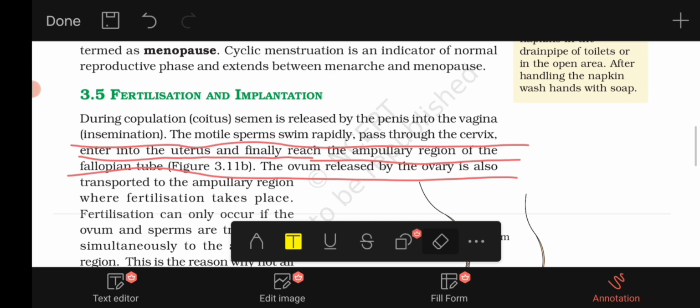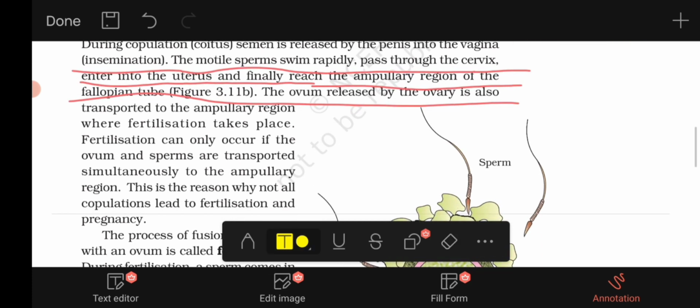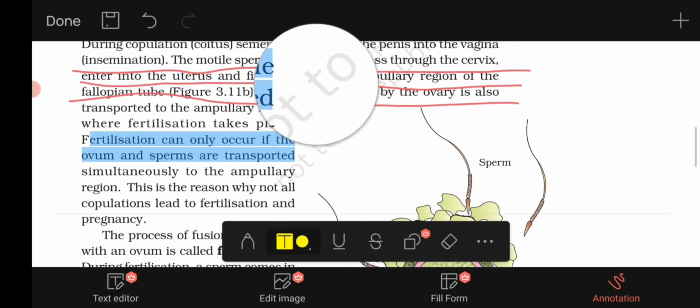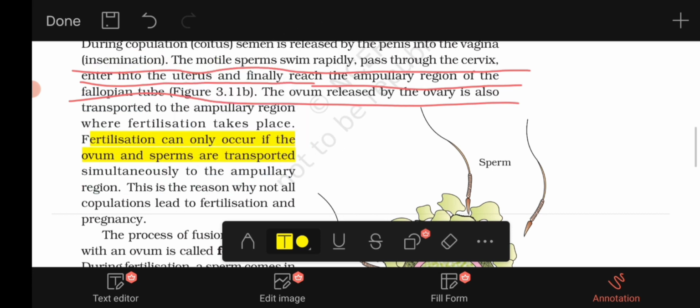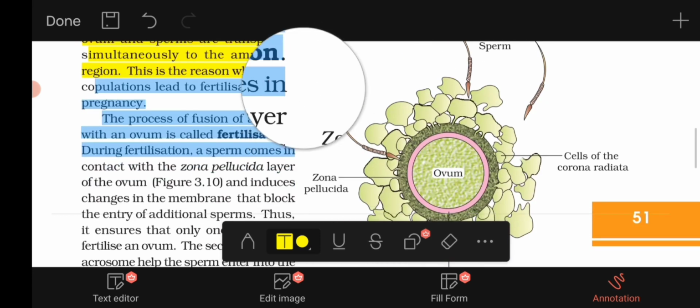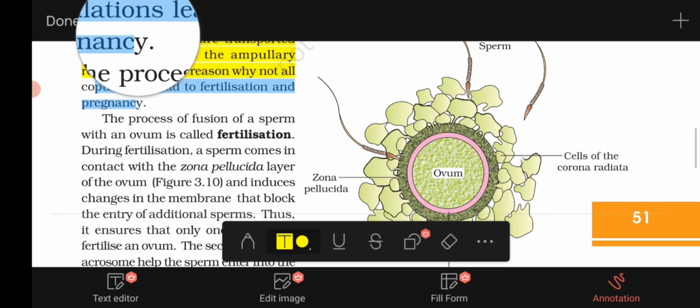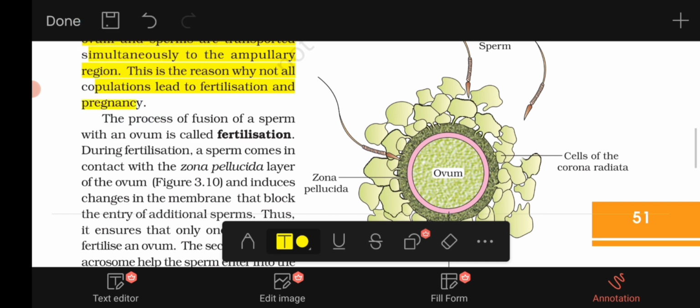Fertilization can only occur when the ovum and sperms are transported simultaneously to the ampullary region. This is the reason why not all copulation leads to pregnancy, because for fertilization to occur, the ovum and sperm should reach that region, the ampulla, simultaneously. The process of fusion of a sperm with an ovum is called fertilization.